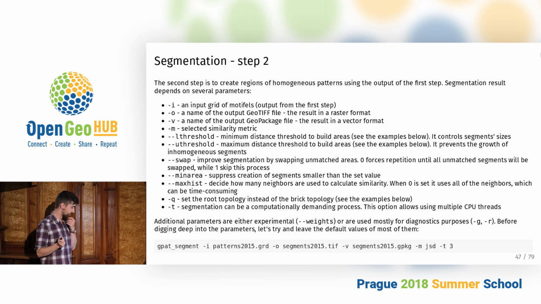And probably the most important parameter is this one, L threshold. L threshold means how much homogeneity you are interested in. So when this value is very, very low, you will get very small segments, and of course you will get a large number of segments. And when this value is high, you allow to create less homogeneous, but at the same time larger segments.